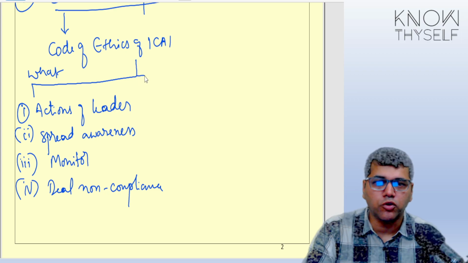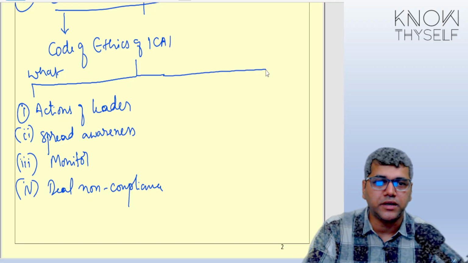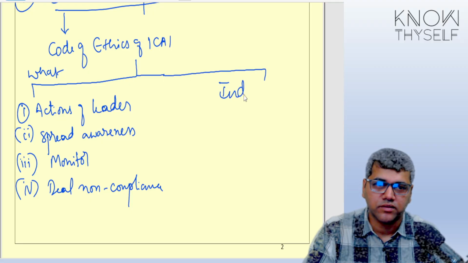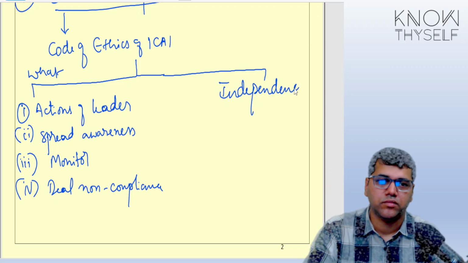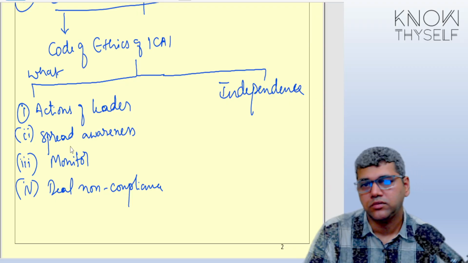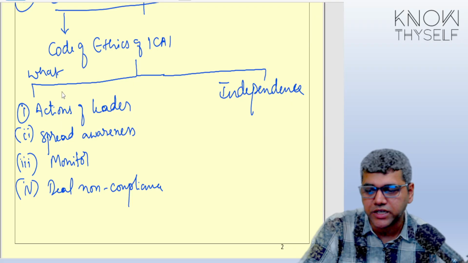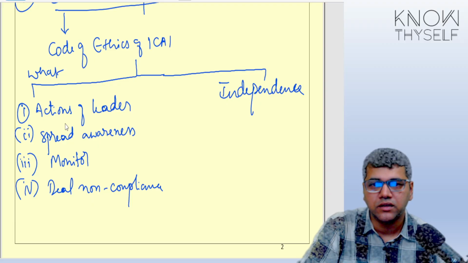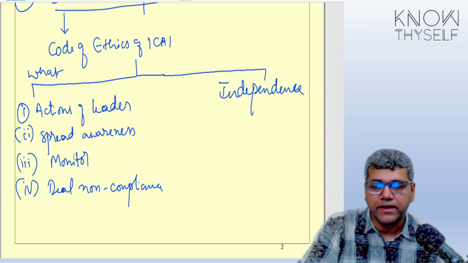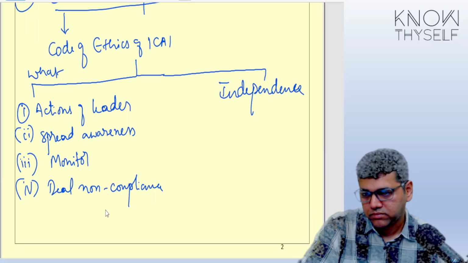Now, when you talk about code of ethics, this is about your fundamental principles. There is another element called independence. These are all the five fundamental principles like integrity, objectivity, confidentiality. So first, the leader will follow, bring the awareness, monitor it, and deal with the non-compliance.